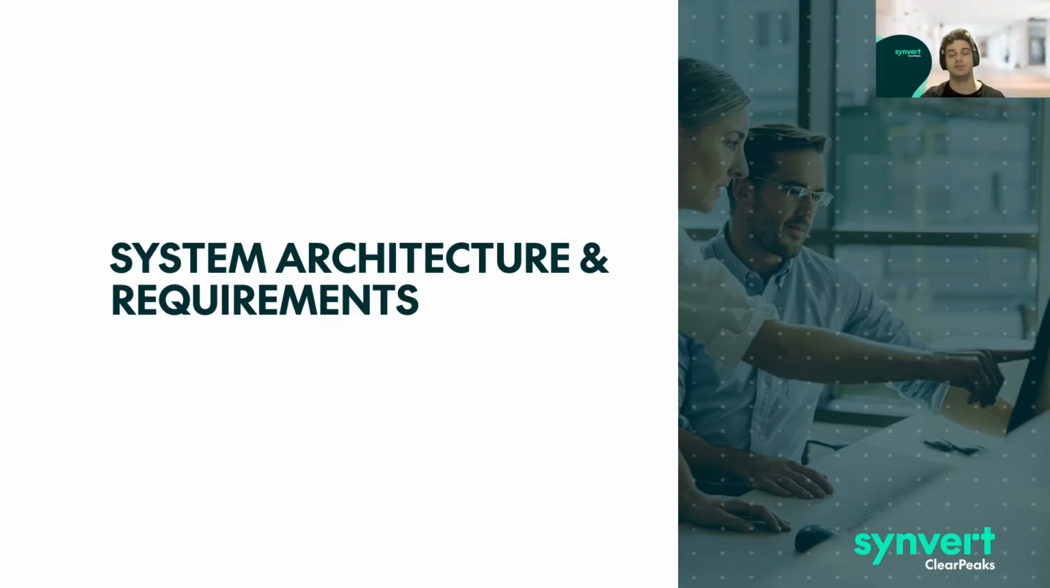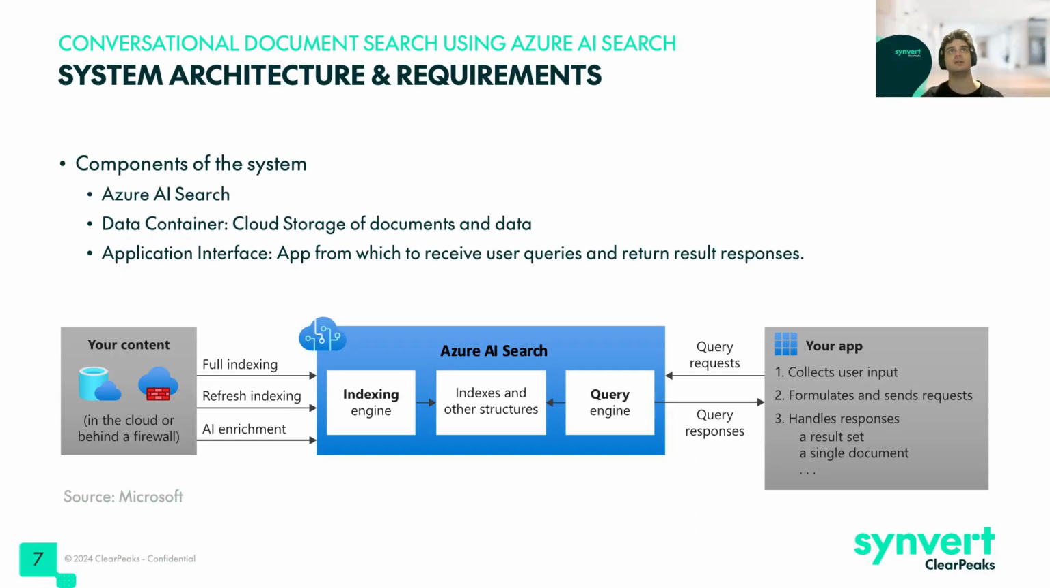Going on with the system architecture and requirements, for this project, the Azure AI system is usually composed of three main sections for it to work. The first one, most important, is Azure AI Search, which is the middle one in this graphic. And this is connected on one side to your data sources, which is a data container, usually in a cloud storage, but it's usually the place where you store documents and your data. It can be behind the firewall or in the cloud, and is connected to the Azure AI Search via the indexing engine. Secondly is the application interface, which is the one that's assigned to make the queries and receive the responses in order to provide them to the end user.